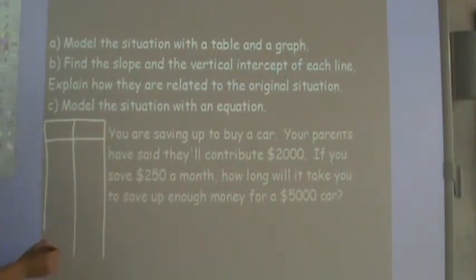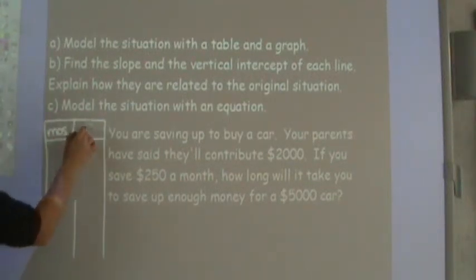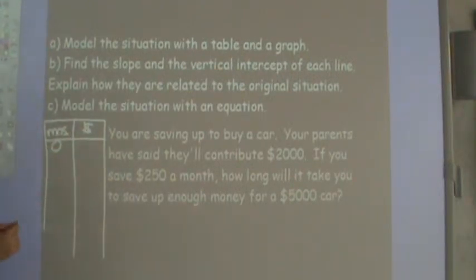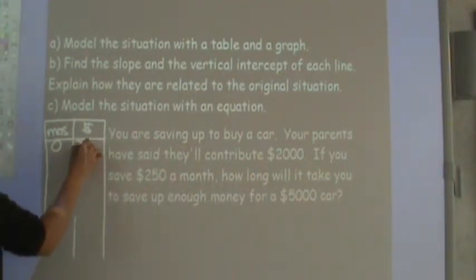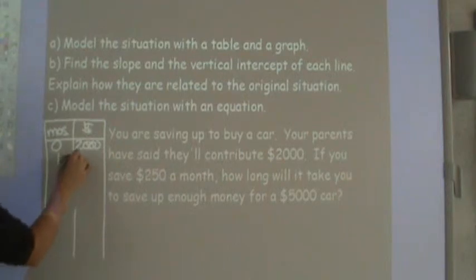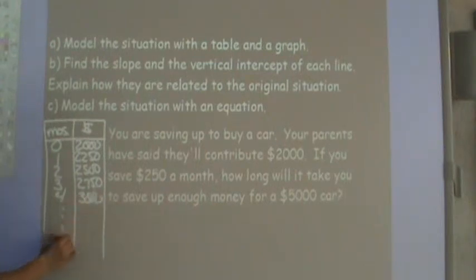All right, so we have months, right? Months. And then this would be our money. So at 0 months, technically, they're probably not going to give you the $2,000 until you earn it, but technically, we've got the $2,000 already, right? After month 1, you'd have $2,250. After month 2, $2,500. Okay, and then we could continue that table down. All right, so we got the $2,000, saving $250 a month. We want to keep going until we hit $5,000. All right, so let's go ahead and also draw that as a graph.